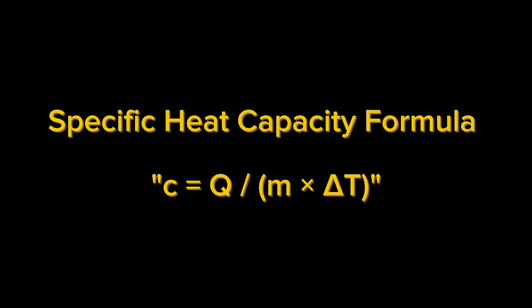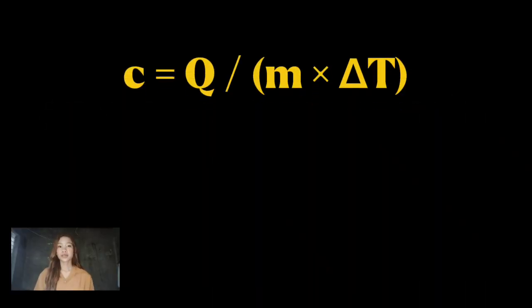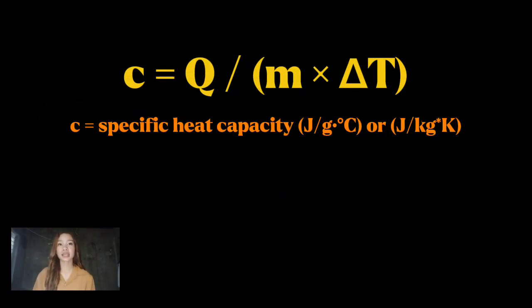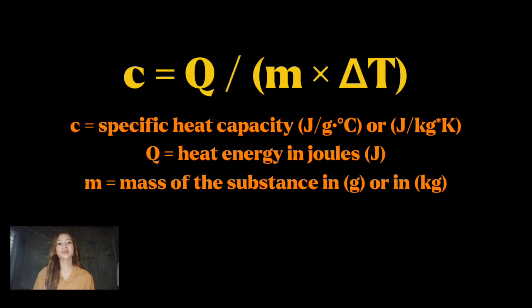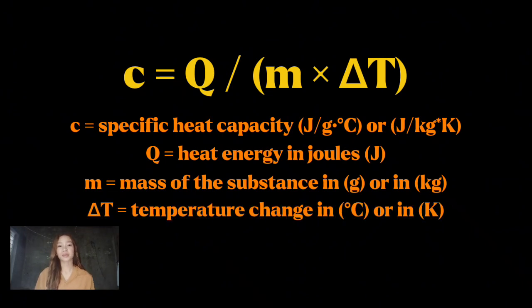results. Now let's take a look at the core concept behind SPeC, the specific heat capacity formula, where C is the specific heat capacity in joules per gram per degree Celsius or joules per kilogram per Kelvin. Q is the heat energy in joules. M is the mass of the substance in grams or in kilograms. And delta T is the temperature change in degrees Celsius or in Kelvin.